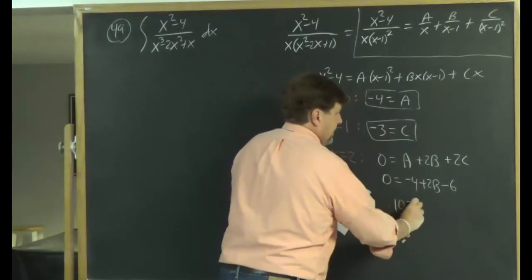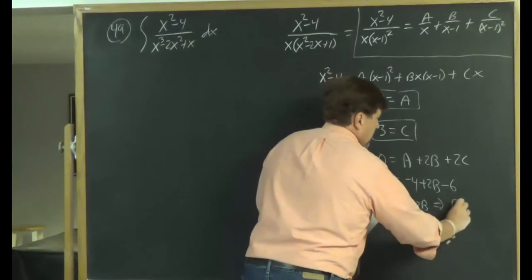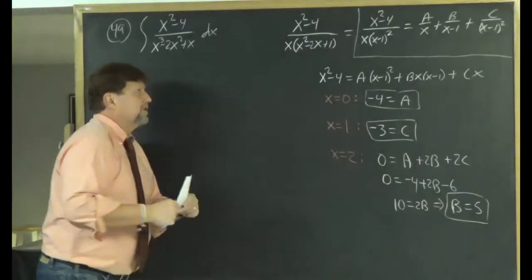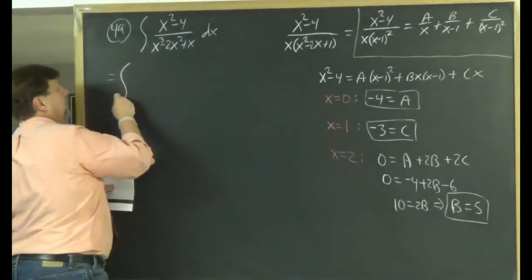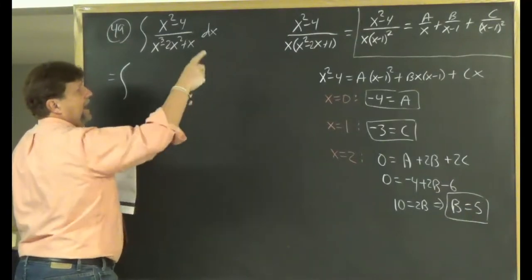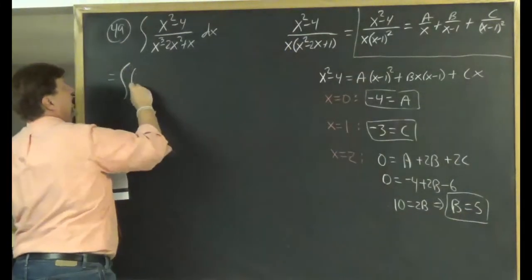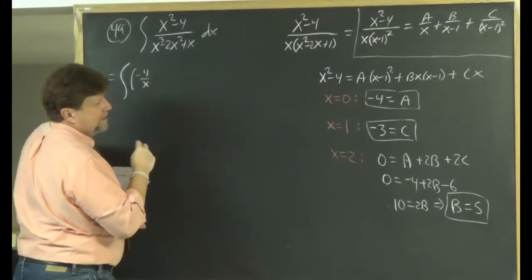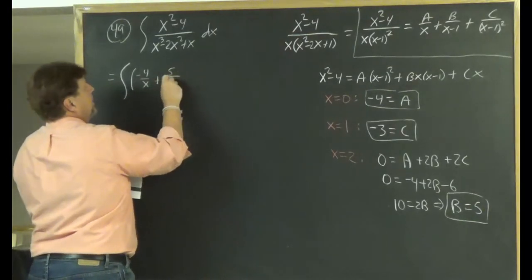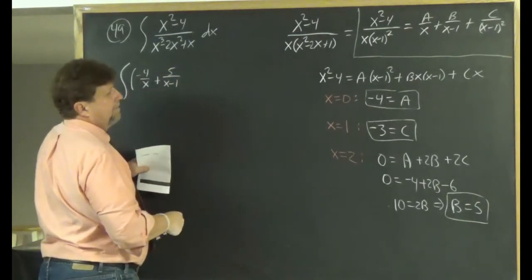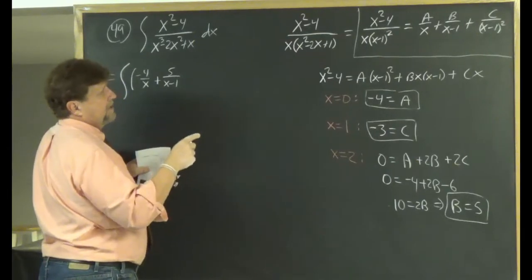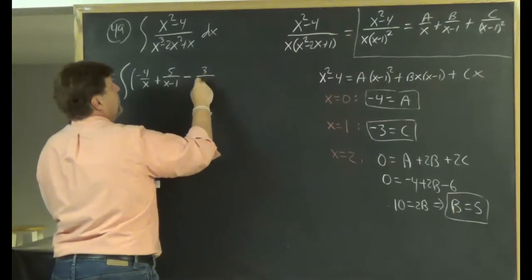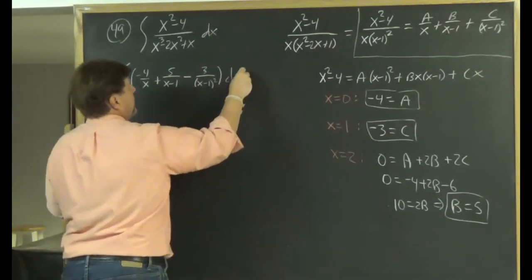Add 10 to both sides. You get 10 is 2b. b equals 5. So the original integral, we can write it as a over x. A over x, that's a negative 4 over x, plus b over x minus 1, that's 5 over x minus 1, plus c over x minus 1 quantity squared. Well, c is negative 3, so that's minus 3 over x minus 1 quantity squared.